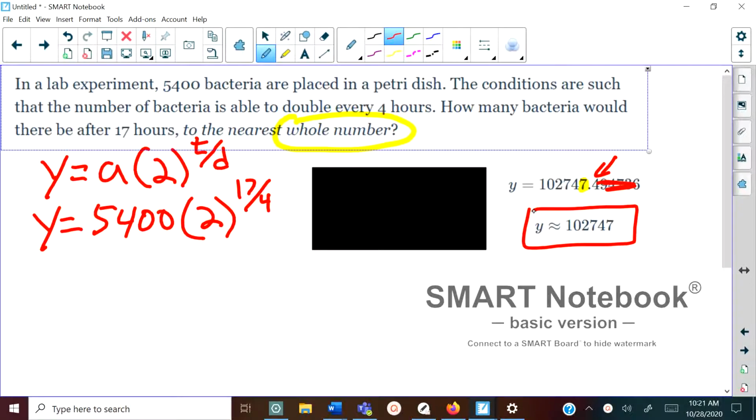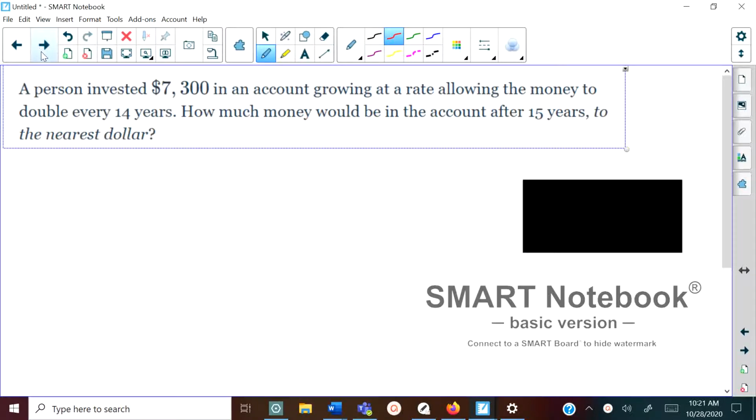Alright, let's take a look at another example. Alright, you can pause the video here and see if you can solve this one on your own. Okay, so let's take a look. It says a person invested $7,300 in an account, growing at a rate allowing the money to double every 14 years. How much money would be in the account after 15 years? To the nearest dollar.